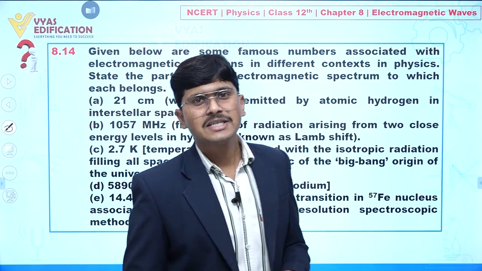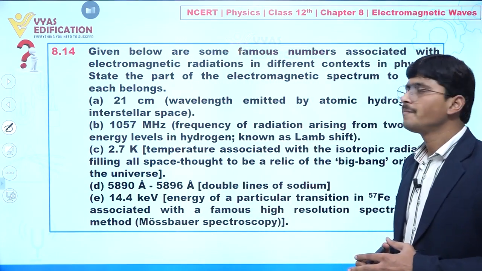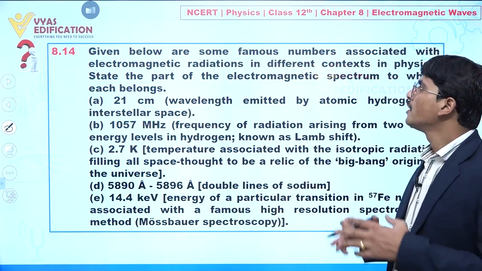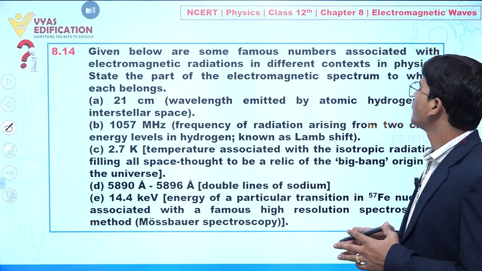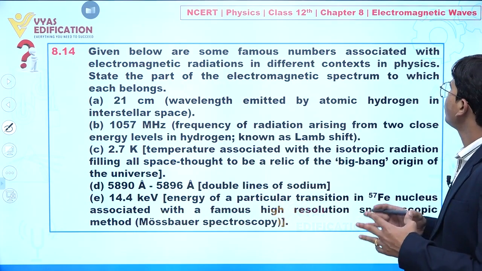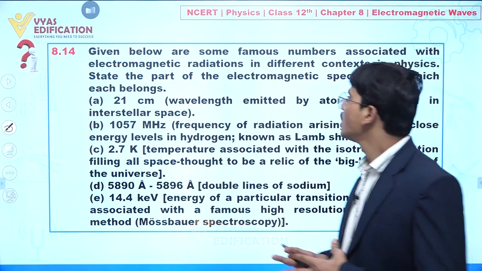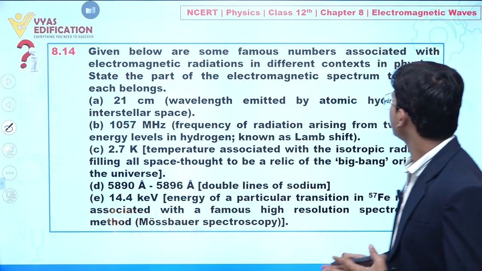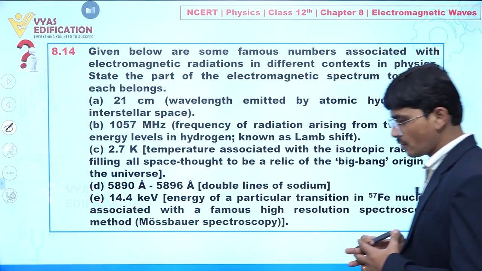Now we are going to discuss question number 8.14, and in this question it is given to you, given below are some famous numbers associated with electromagnetic radiations in different contexts in physics. State the part of the electromagnetic spectrum to which each belongs. Okay, fine.